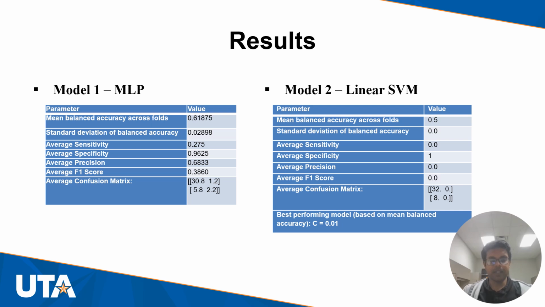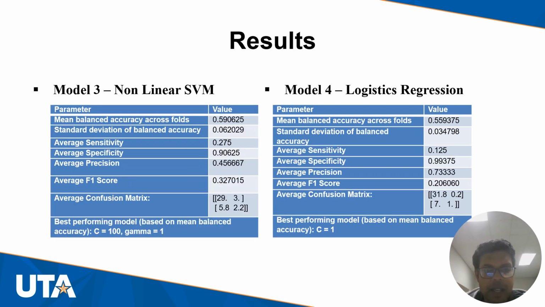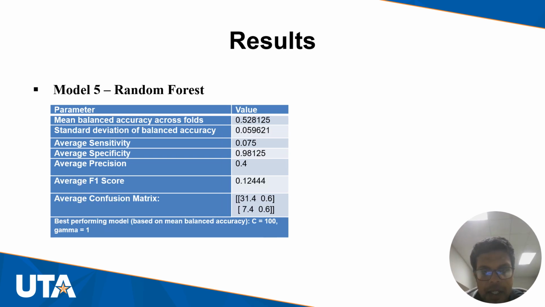And for results, you can see that MLP has a mean balanced accuracy of 0.61, whereas the linear SVM has 50% mean balanced accuracy, the non-linear SVM was found at 59%, logistic regression was 55%, and at the end, random forest gave 52% mean balanced accuracy.